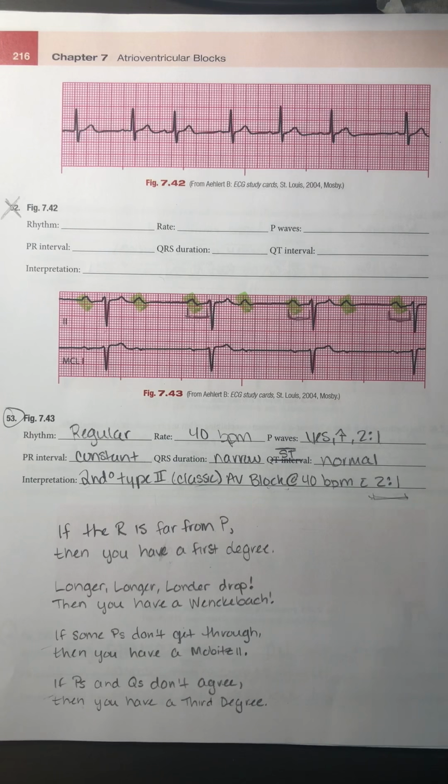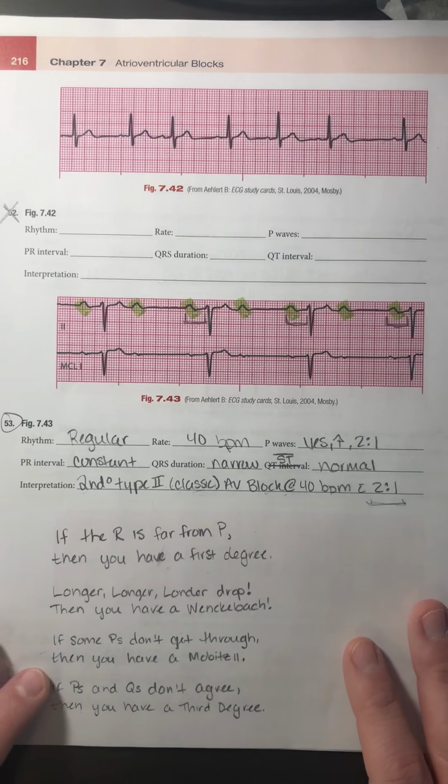If the R is far from P, then you have a first degree. Longer, longer, longer drop, then you have a winky block. If some P's don't get through, then you have a Mobitz 2. If P's and Q's don't agree, then you have a third degree. So we'll be applying this poem to some of the rhythms in this chapter, and it'll help you figure out some of these heart blocks.